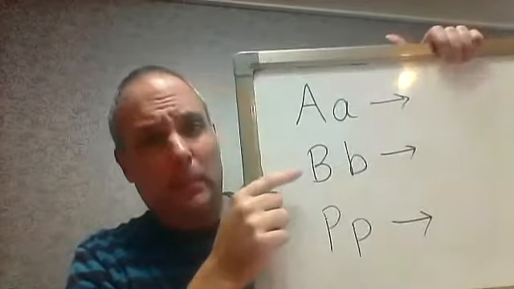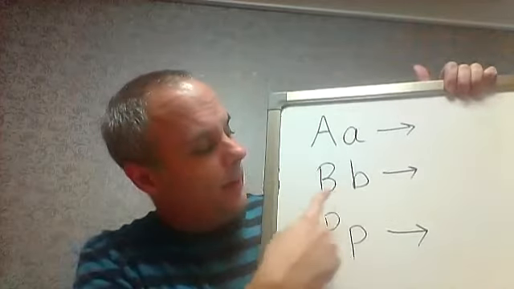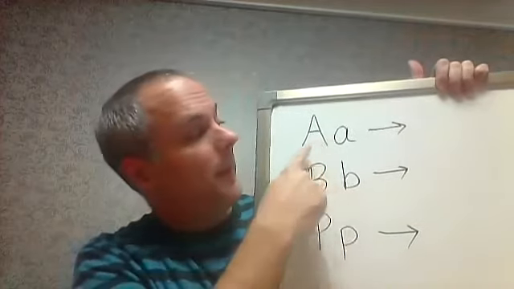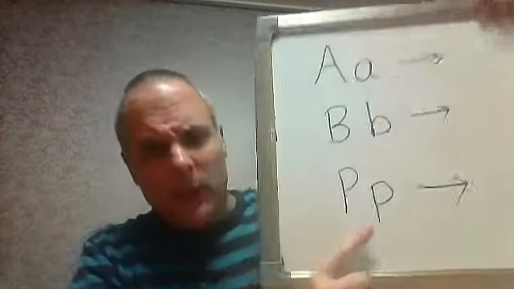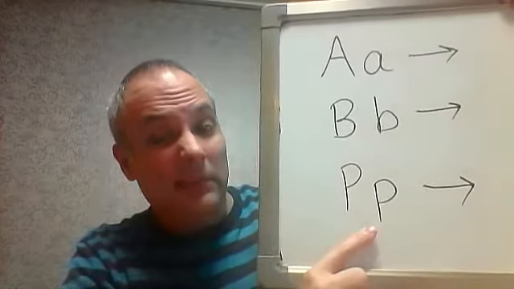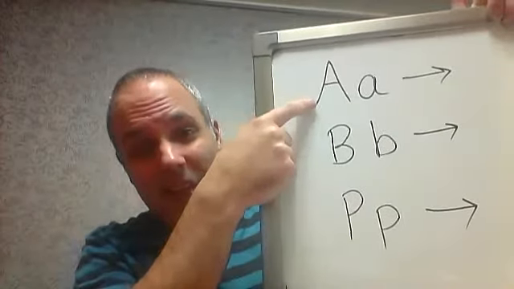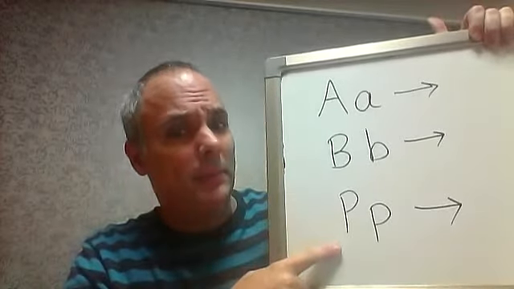Here is B. B, okay? Big B, little B. Big A, little A, okay? And here, what is this one? Is it A? Oh, there's A. Is this one M? Is this O?